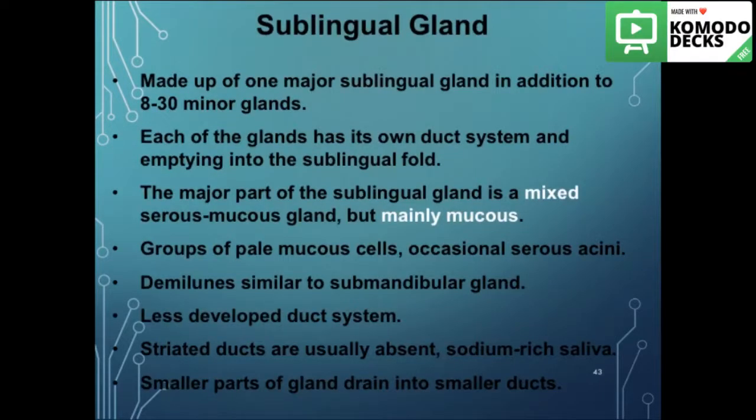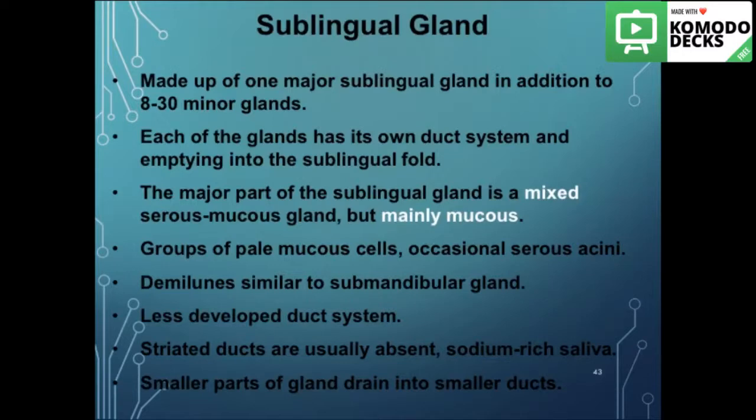Last of the major glands is the sublingual gland. It is made up of two parts, the greater and the lesser, the major sublingual gland, in addition to numerous minor glands. Each of the glands has its own duct system, and it empties into the sublingual fold. The major part of the sublingual gland is a mixed serous mucus, but mainly it is mucus.